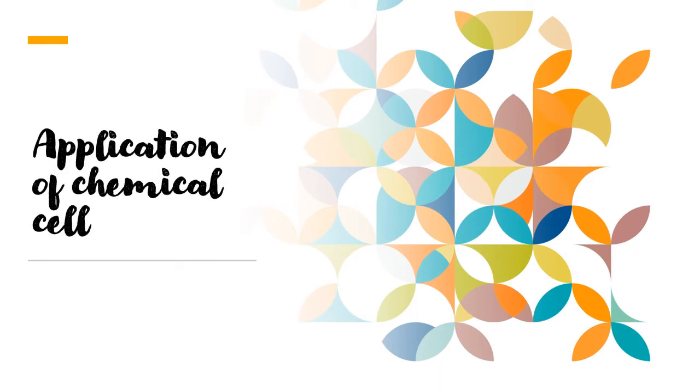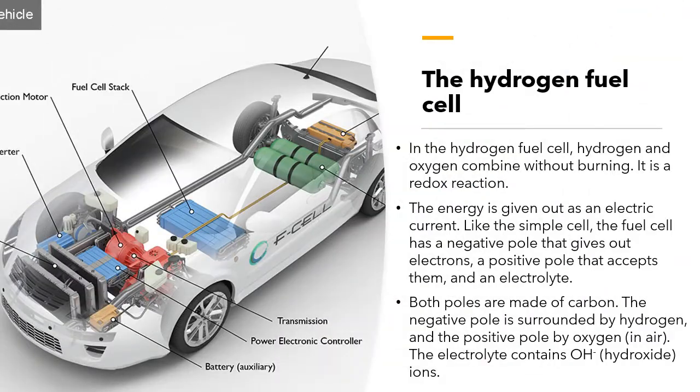Application of chemical cell. Application number 1 is the hydrogen fuel cell. In the hydrogen fuel cell, hydrogen and oxygen combine without burning. It is a redox reaction. The energy is given out as an electric current.